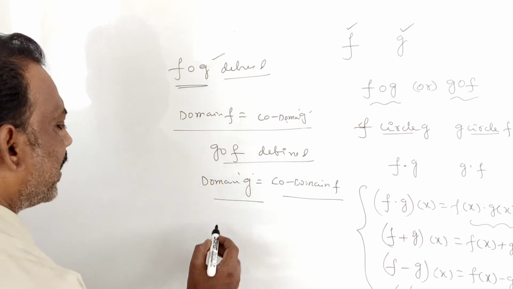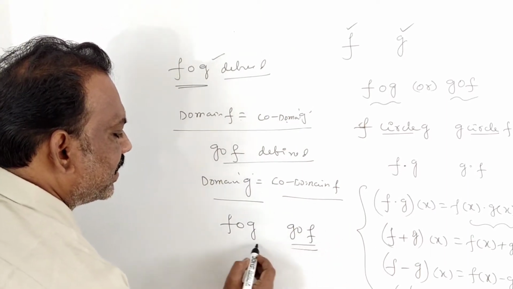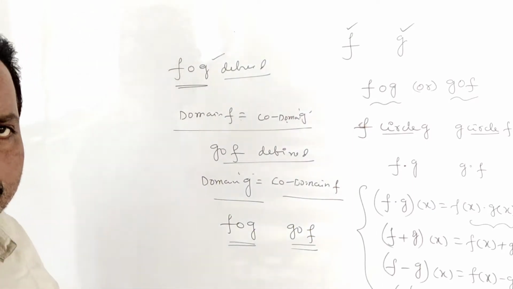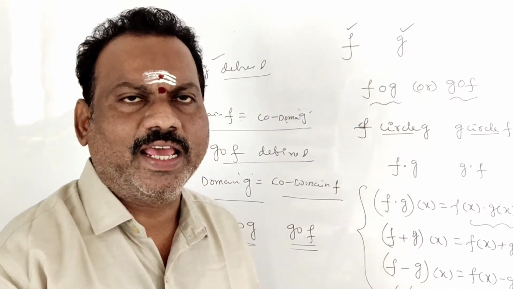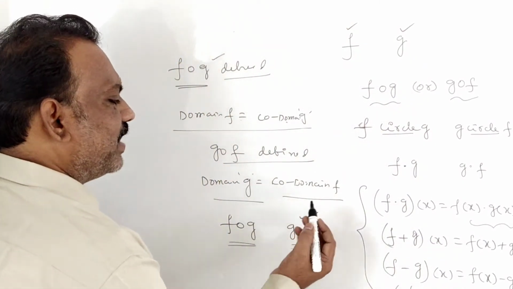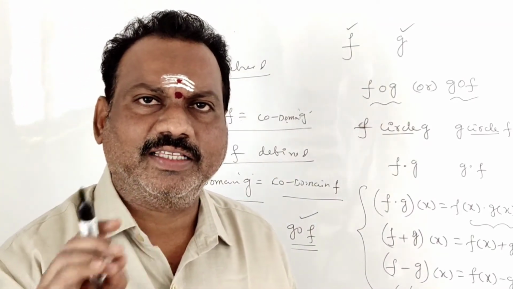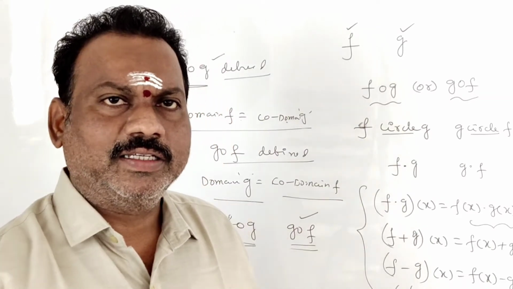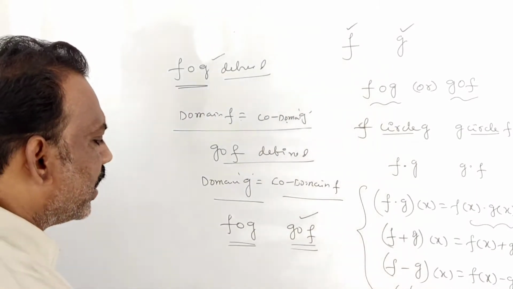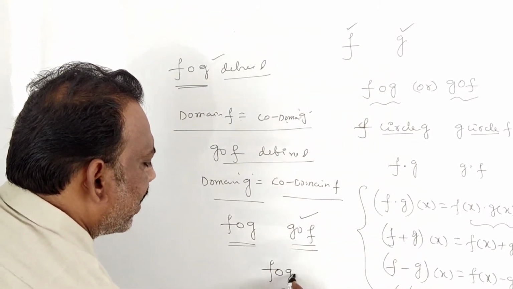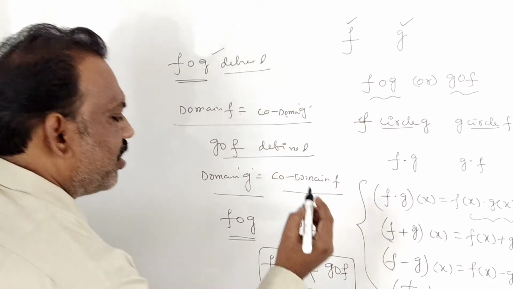Usually f circle g and g circle f may or may not exist. Sometimes both can exist, sometimes only one exists. Usually g circle f exists, while f circle g exists only in peculiar cases, and in many cases it may not exist. In some cases both can exist, students. Even if they exist, they can be equal or not equal.